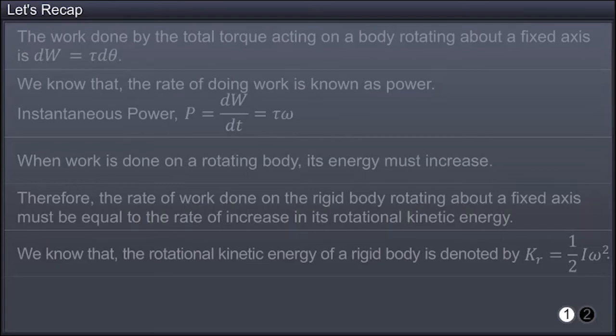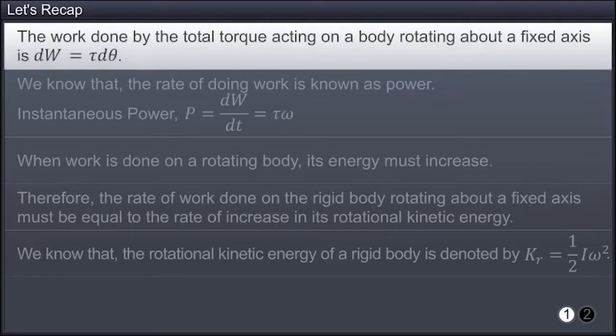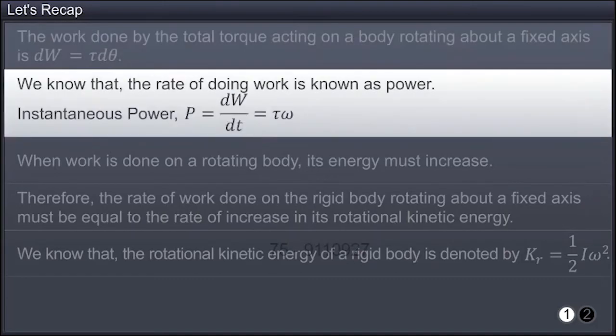You have now reached the end of this module. In this module, you learnt that the work done by the total torque acting on a body rotating about a fixed axis is dW is equal to tau d theta. We know that the rate of doing work is known as power. Instantaneous power, P, is equal to dW by dt, which is equal to tau omega.